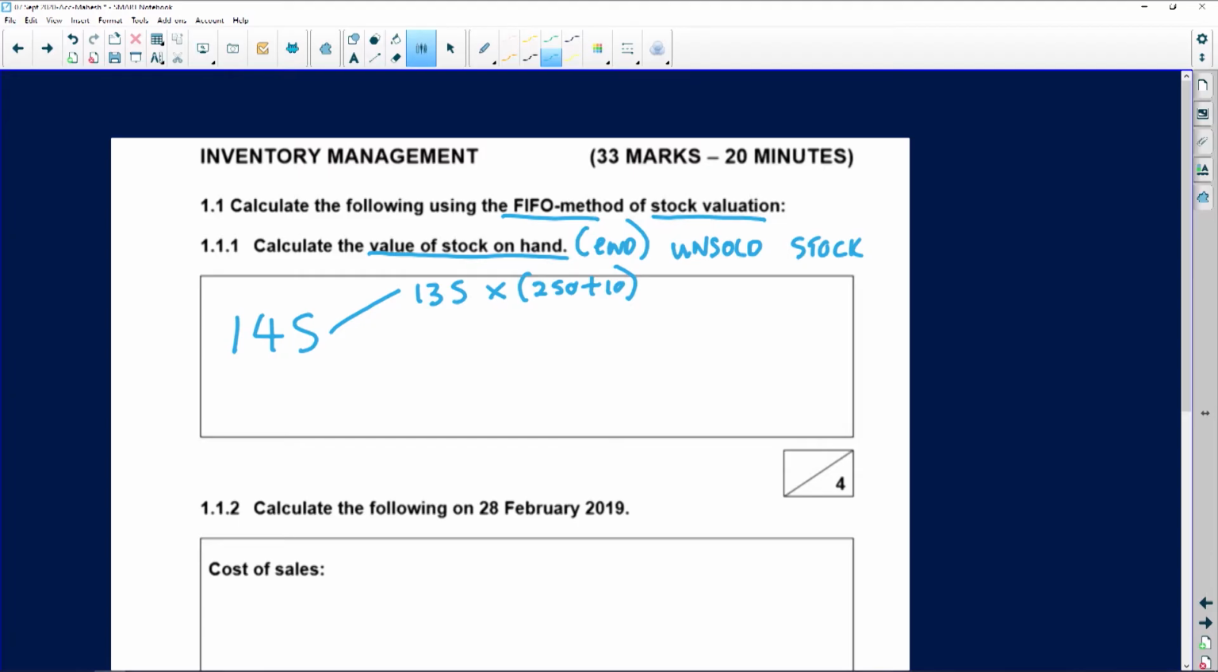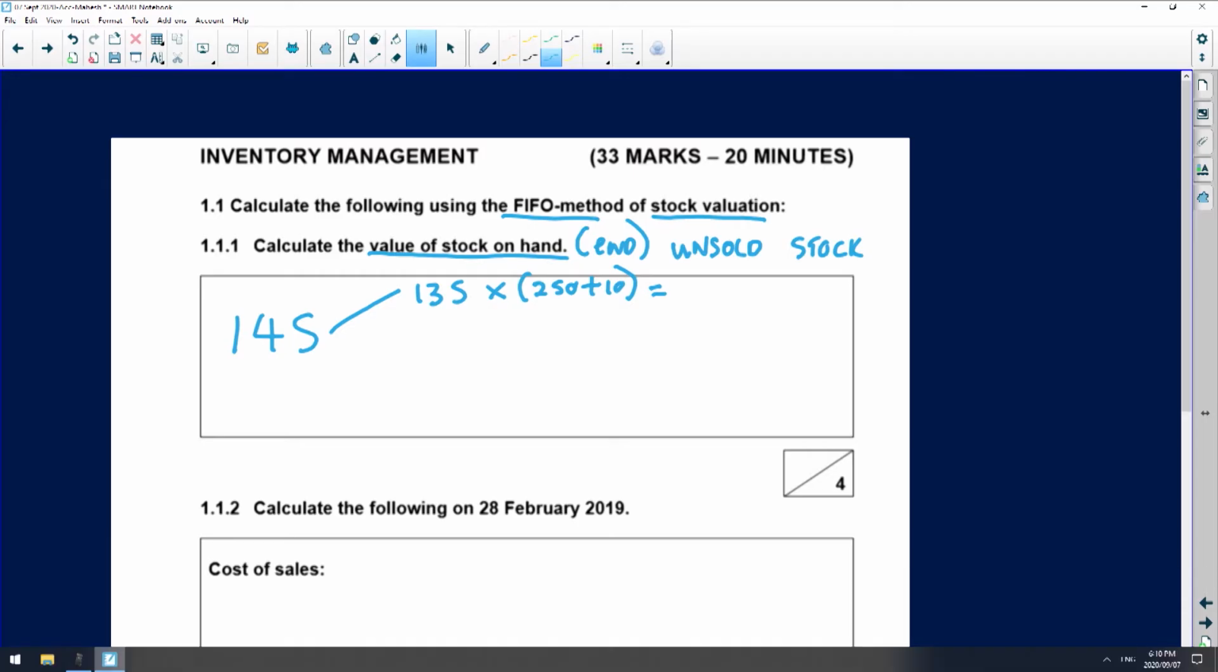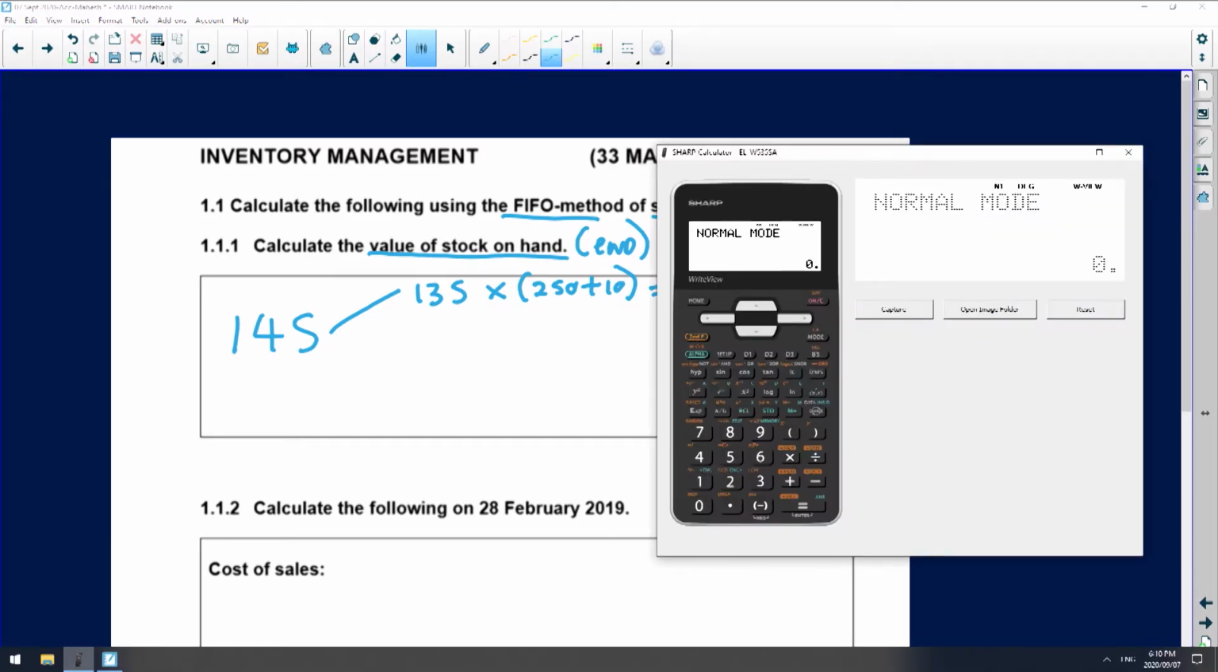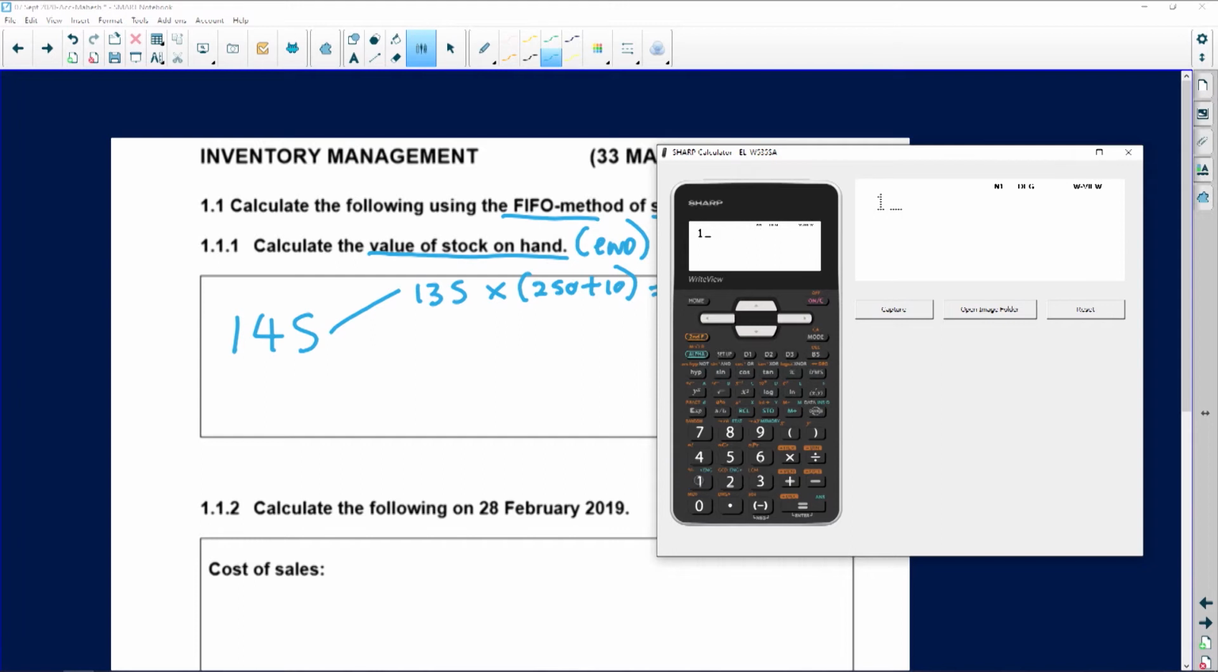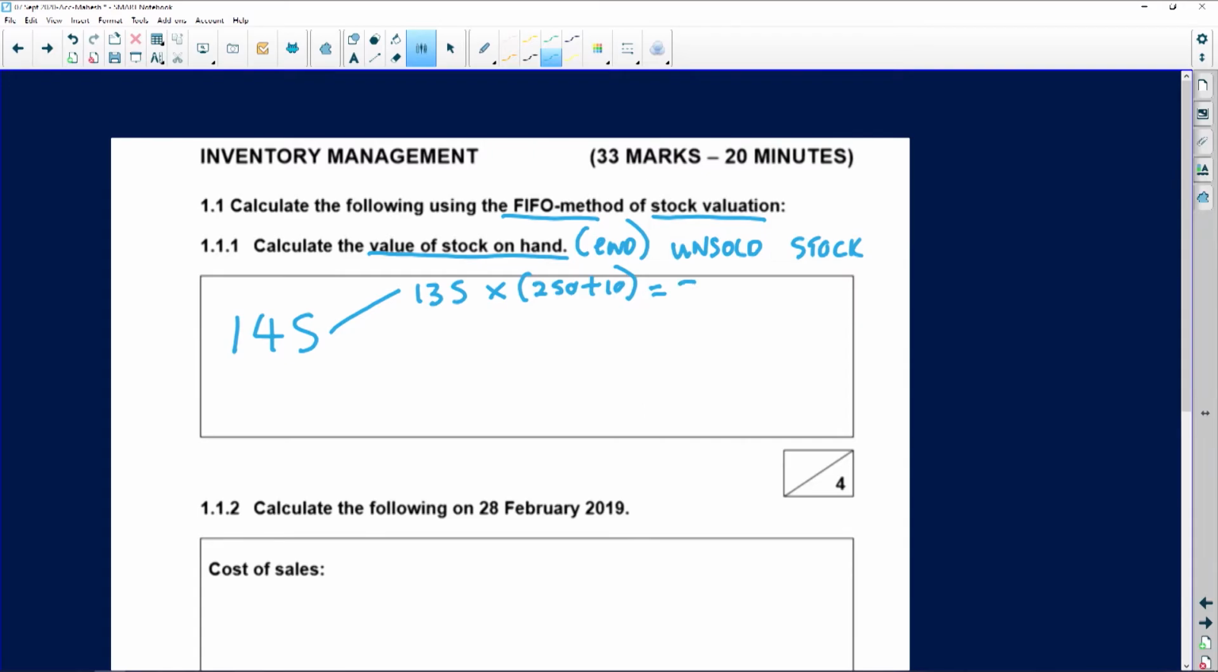So in February, let's calculate the stock available. We've got 135 times 250 plus 10, which is 260. So 135 times 260, and I've got stock to the value of 35,100. Let's fill that in: 35,100.